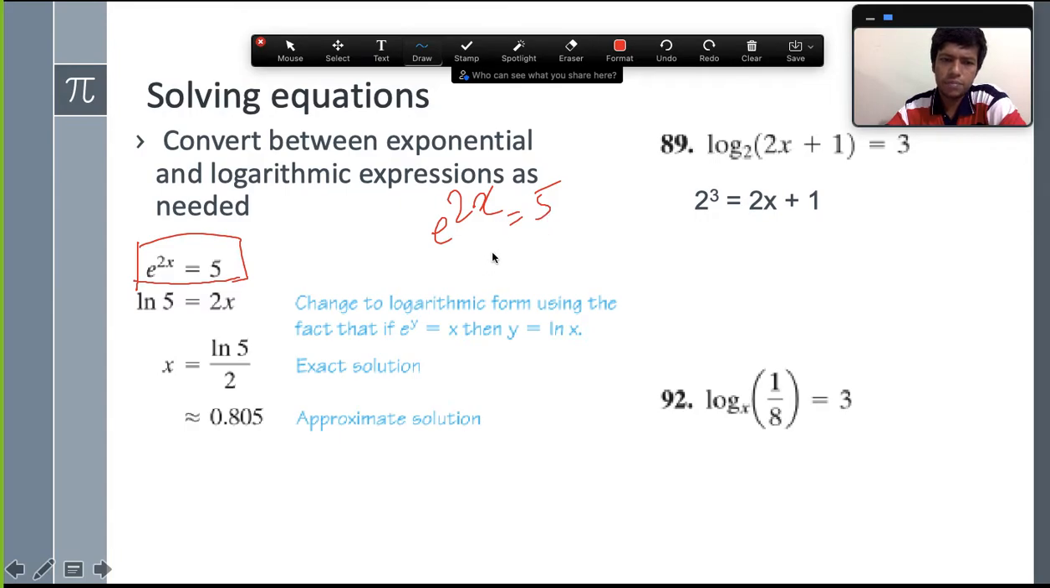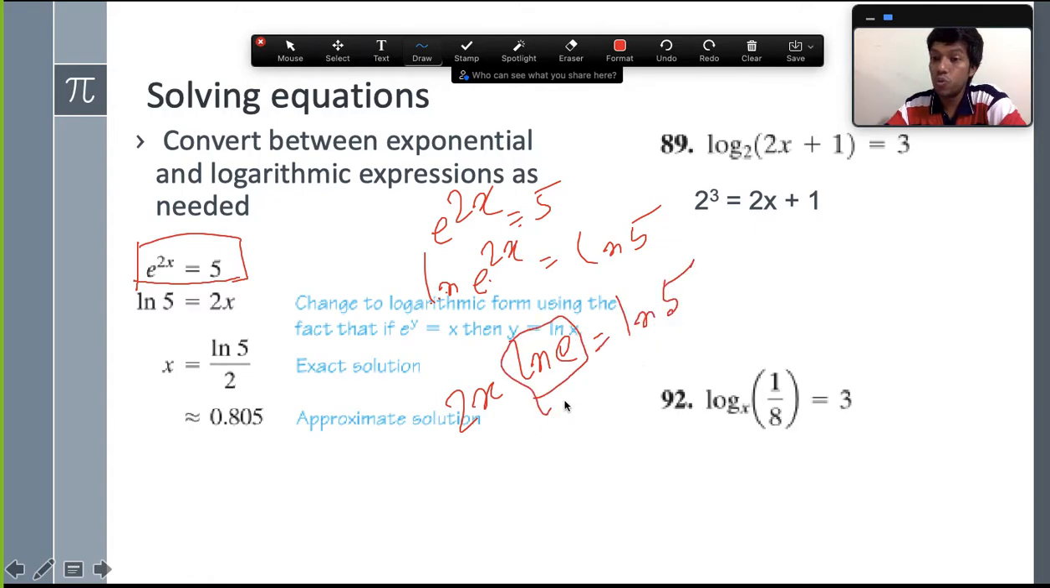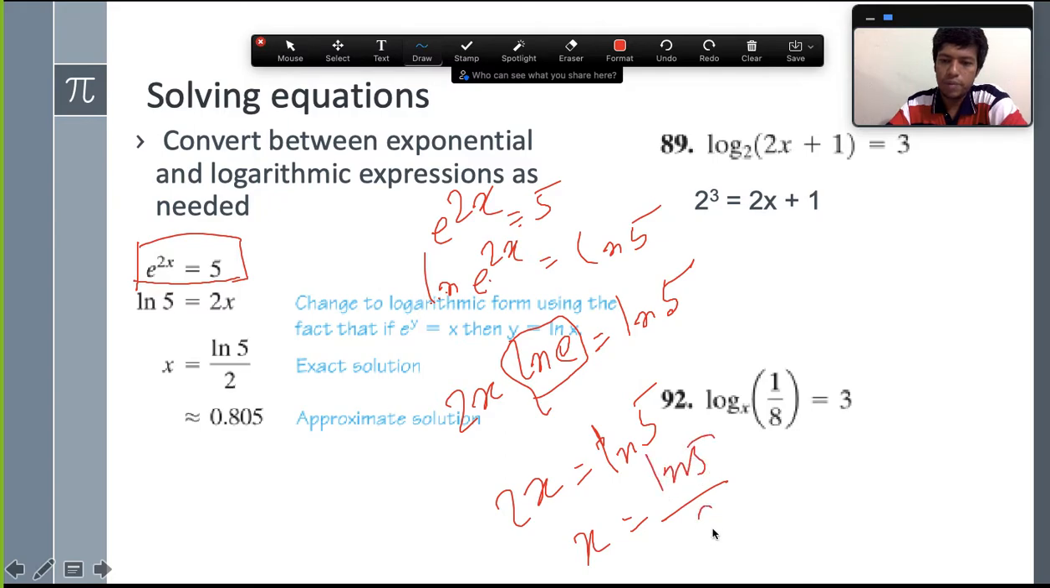First of all, we can actually apply ln to both sides. This will help us. So if you take ln of e to the power twice x equals ln 5, ln and e will be cancelled out. We can write it this way: twice x, then ln e equals ln 5. Then ln e equals 1. That means twice x equals ln 5. So x equals what? ln 5 divided by 2.